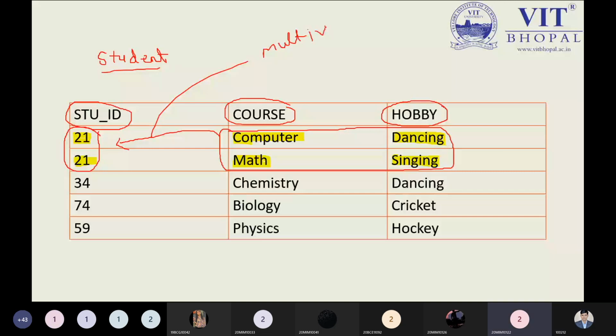Sir, the screen has freezed. So for normal form definition. Yes, yes, this is the definition. Tell me. Means screen is freezed, sir. Okay.